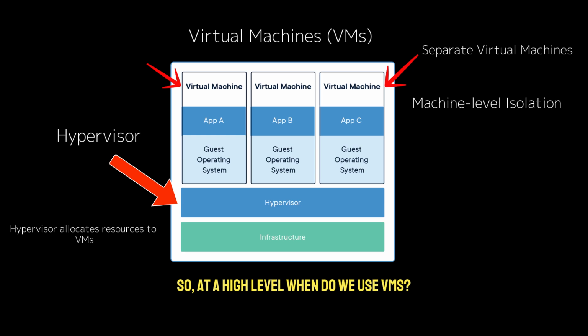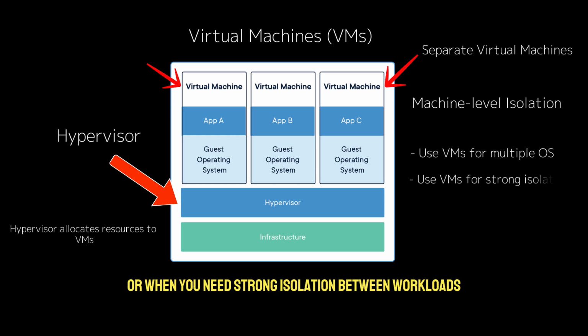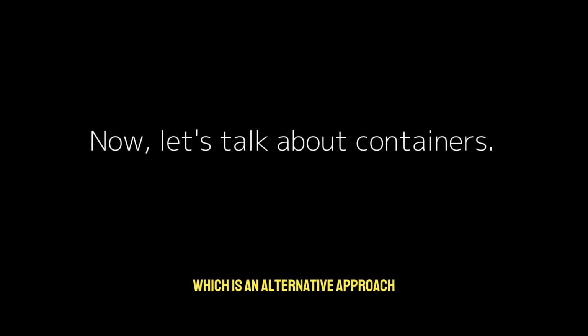So at a high level, when do we use VMs? When we're running apps that require multiple operating systems, or when you need strong isolation between workloads, such as for security or compliance reasons. Now let's talk about containers, which is an alternative approach that's much more lightweight and efficient.